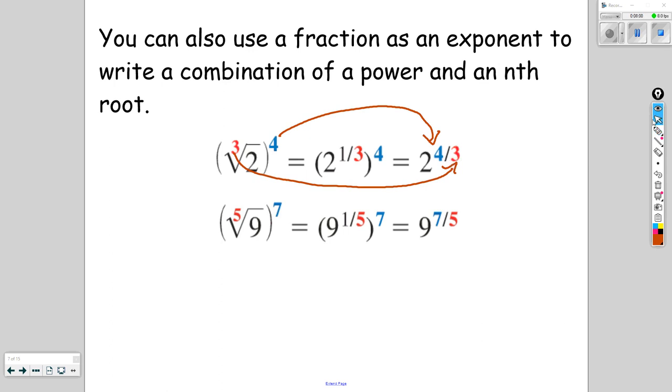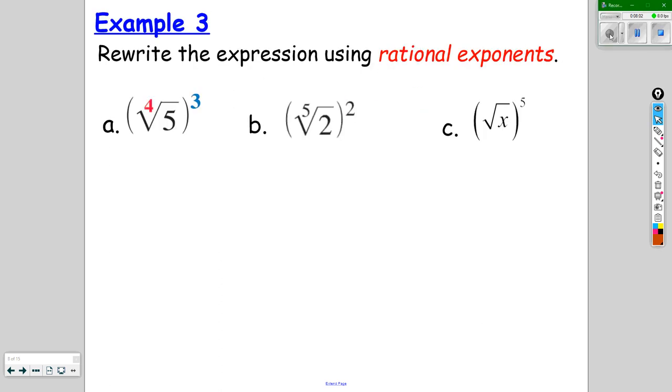Okay, so let's go to the next example. In example 3, we're just going to rewrite the expressions using rational exponents. So we're going to translate this radical into a rational exponent. In order to do that, like I was saying before, whatever we're raising this to is going to go in the numerator of the fraction, and whatever the index is goes in the denominator of the fraction. So the fourth root of 5 cubed is just going to be 5 to the 3/4 power.